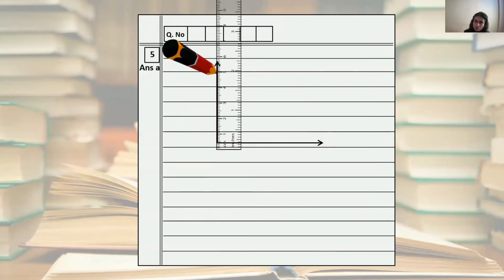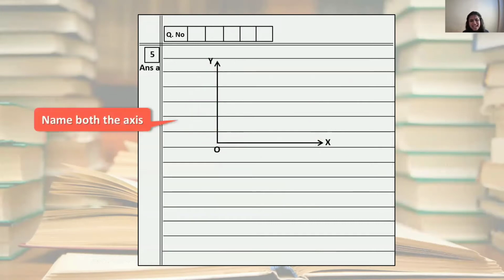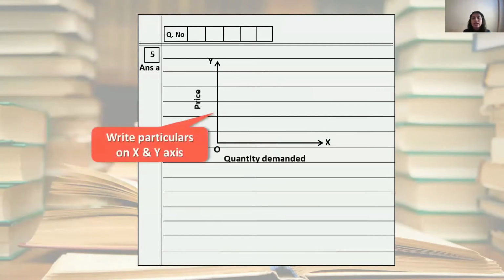So you have both your axes which you will draw, that is your x-axis and y-axis. Name the axis correctly, perfectly. Name the point of origin O, yeah. Name the axis, what is measured on what axis. Apart from x and y, you also have to mention, right? What is measured on what? Yes, the price is always measured on the y-axis and the quantity is measured on the x-axis. So name that as well.